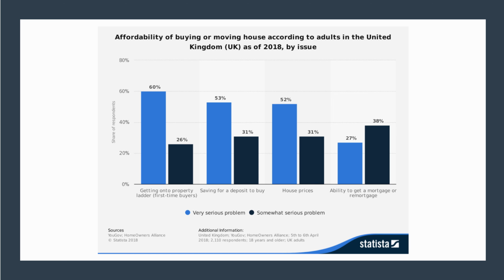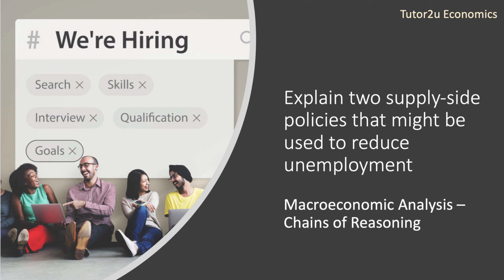So making housing affordability a policy priority would be an important supply-side policy that might be used to reduce unemployment. So there we go. There's 2 videos, again with examples of chains of reasoning to get your analysis marks up across, in this case, a macroeconomic question. Thanks a lot.